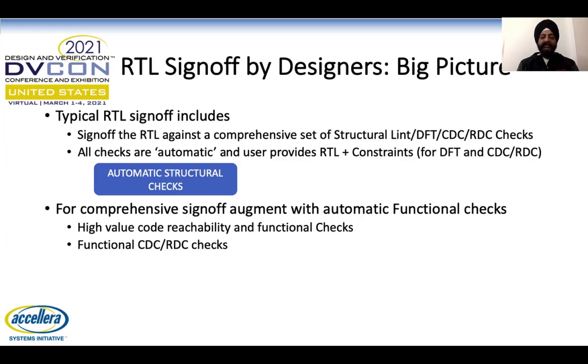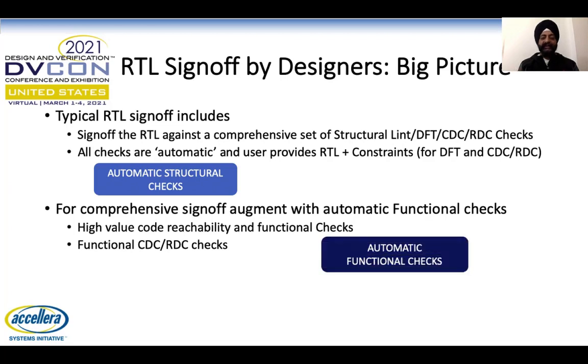For a comprehensive RTL sign-off, we believe that it needs to be augmented with some automatic functional checks. And what are these checks? These are high-value code reachability functional checks. And on the CDC side, this includes functional CDC and RDC checks, and also metastability aware verification. So we'll call these automatic functional checks.